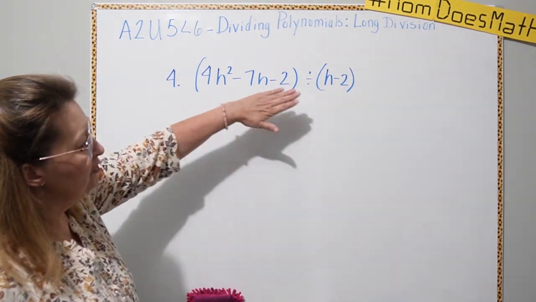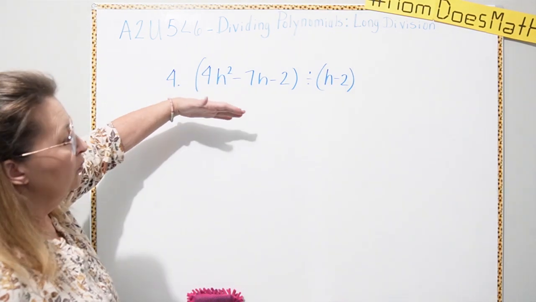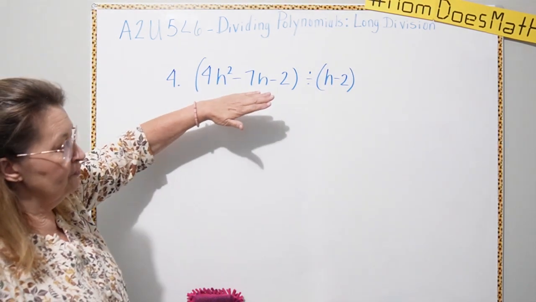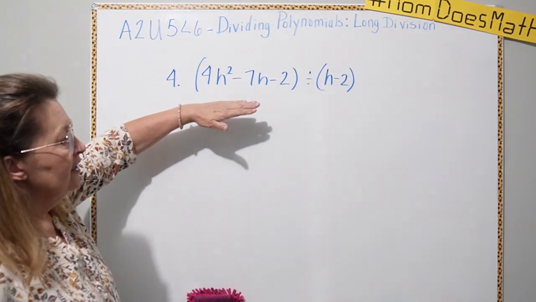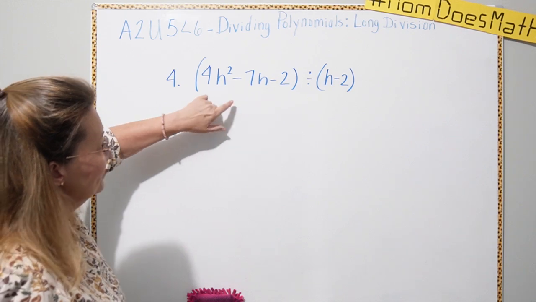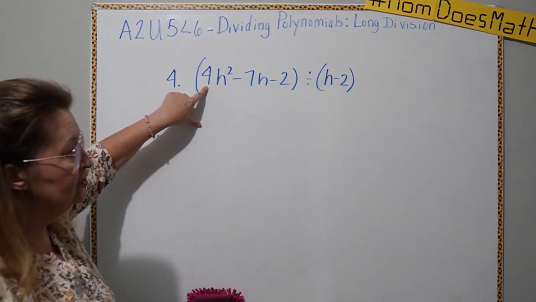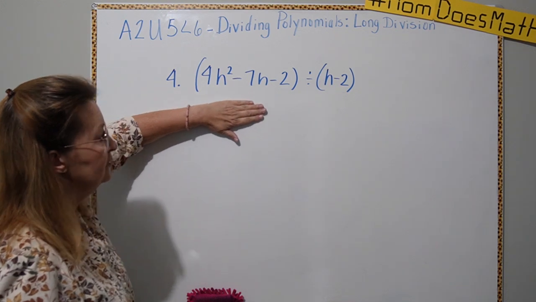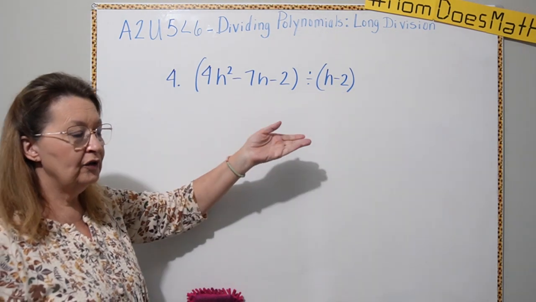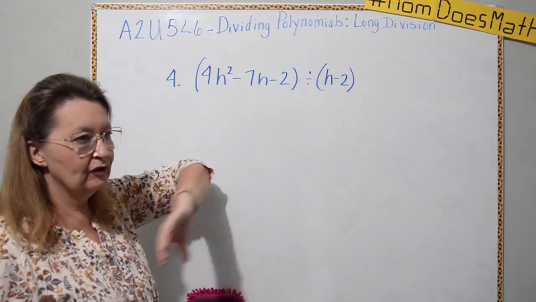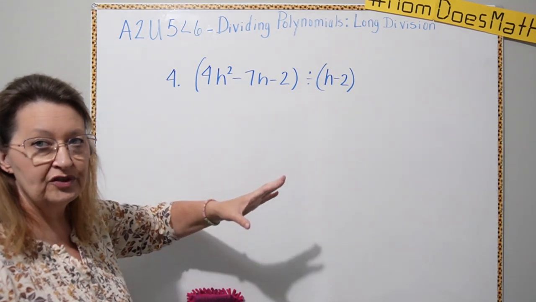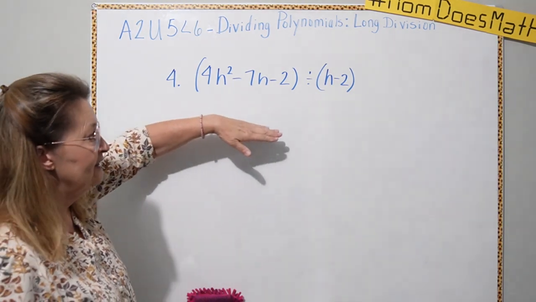We have trinomial divided by binomial, and once again, the only way to go for now is to factor this. So I look at my trinomial, I see there is no greatest common factor. I do have a coefficient in front of the first term, so I'm going to have to use the AC method, or you can use the slip and slide or guess and check, whichever one you want to. I always pick the AC method.